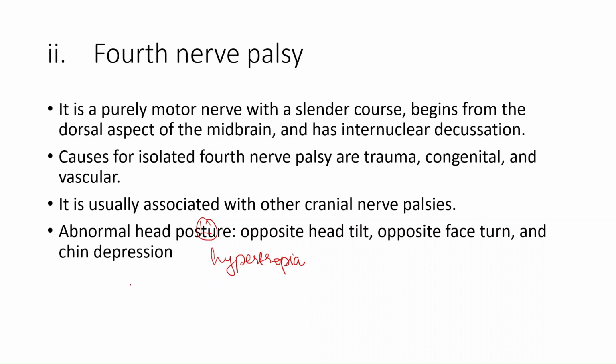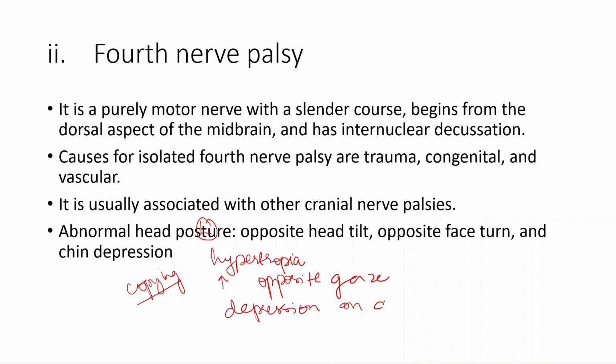So we also call fourth nerve as the copying muscle. As a result, there is worsening of hypertropia on opposite gaze and decreased depression. So the eye is not able to depress on adduction. So these are the three features of isolated fourth nerve palsy.